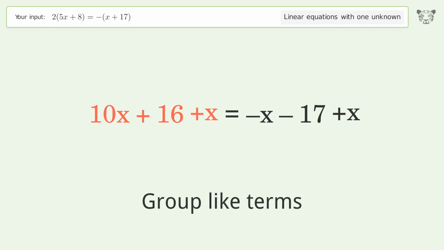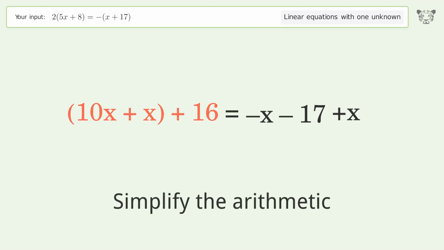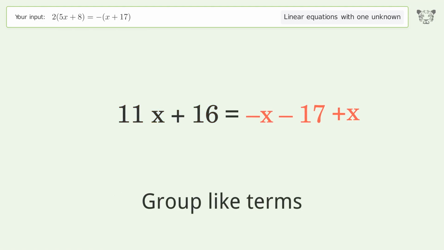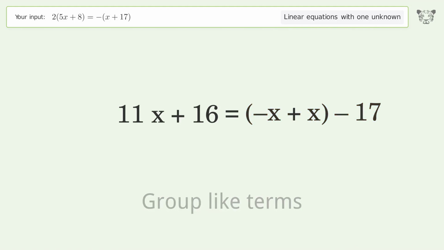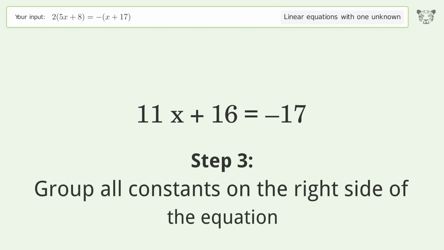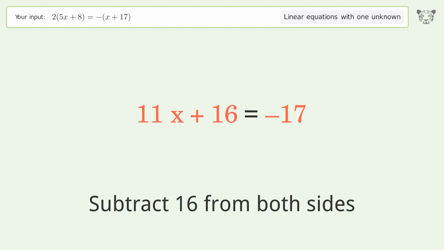Group like terms. Simplify the arithmetic. Group like terms. Simplify the arithmetic. Group all constants on the right side of the equation. Subtract 16 from both sides.